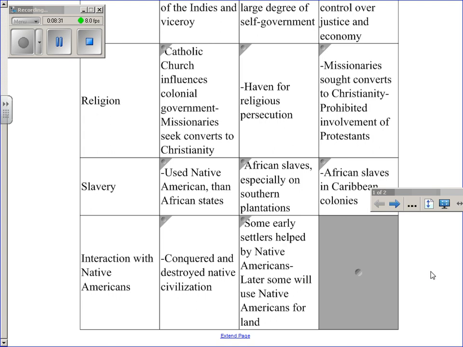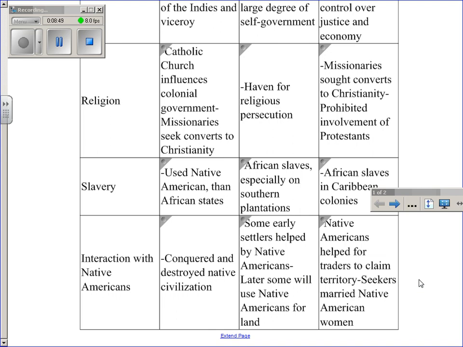Originally, there was some cooperation between the British and the Native Americans, but once the British became more comfortable and more familiar with the land, the British had no problem moving or relocating the Native Americans.